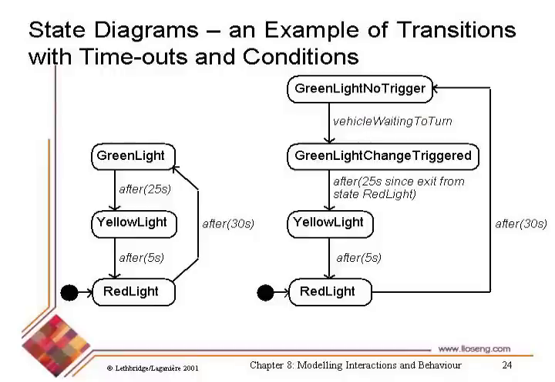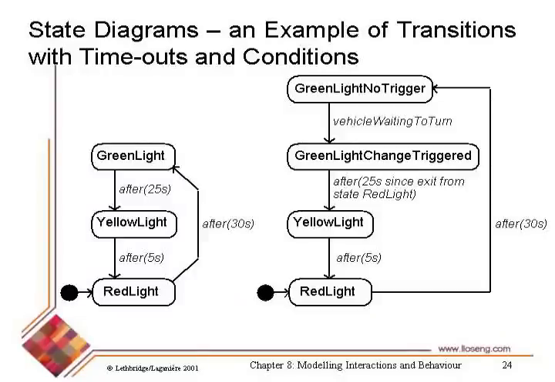The important thing to note on this diagram is the way I've shown the notations. The vehicle waiting to turn, the mechanical signal, the after 25 seconds since exit. This is a way you write this kind of thing in UML. Precisely like this. Okay, time since exit from is a key word. Red light being a state name. So if you want to make sure that the transition only happens after a certain amount of time since a certain thing happened, this is the way to show it. And again, we have after 5 seconds, after 30 seconds of simple timeouts, as before.